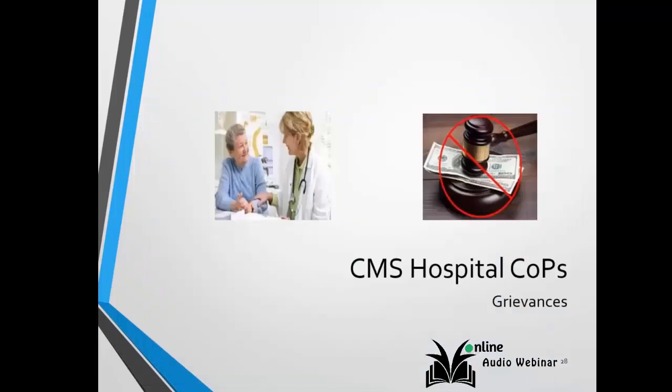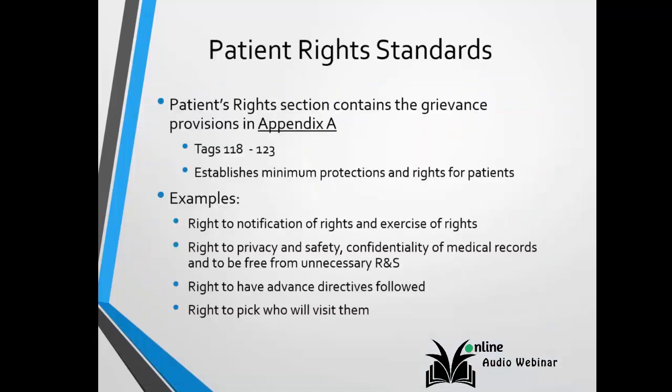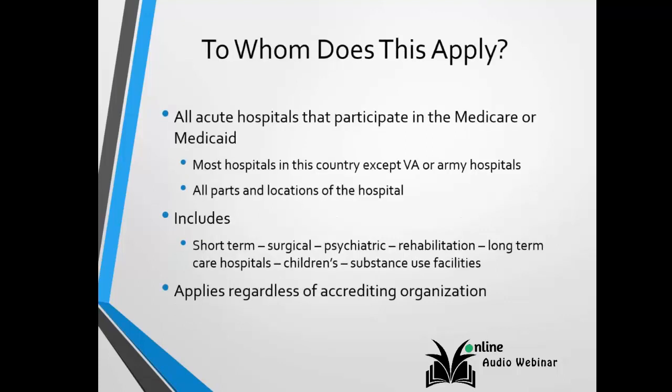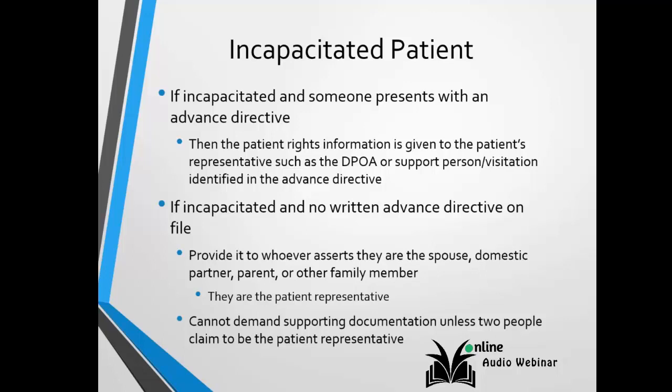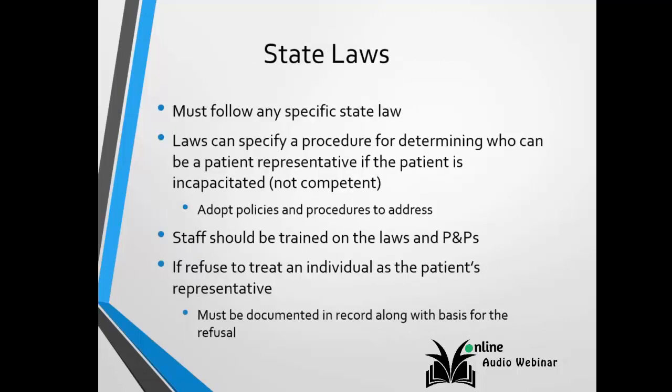Let's go ahead and start with the conditions of participation for acute hospitals. The patient rights section is really where all of this is contained within Manual A. This applies to all acute hospitals that take Medicare and Medicaid payments. We are expected to take steps to find out if the patient has a representative. I want to touch briefly on your incapacitated patient. State laws, you definitely want to follow anything. That's why I urge you to consult with your counsel.